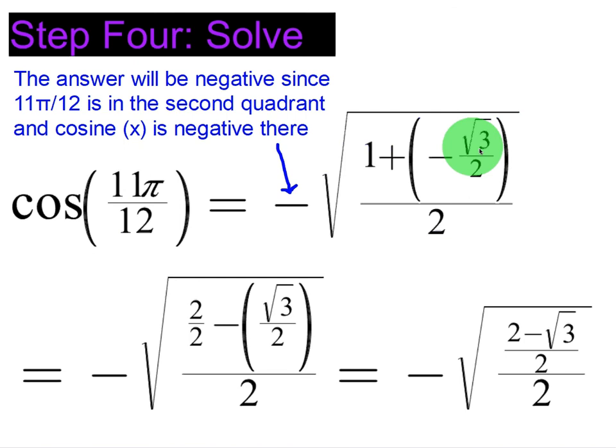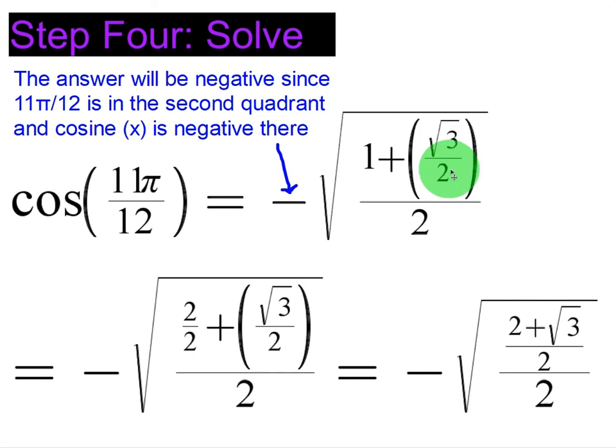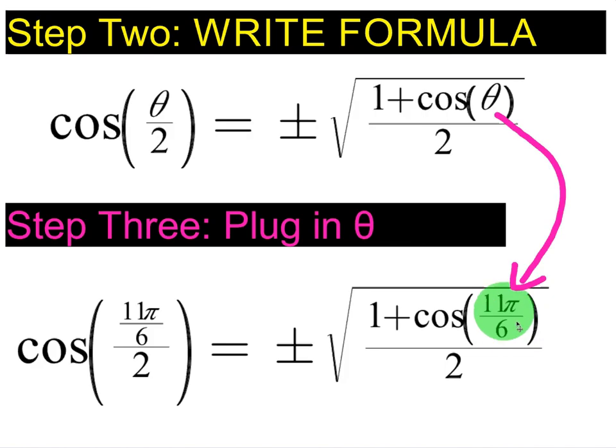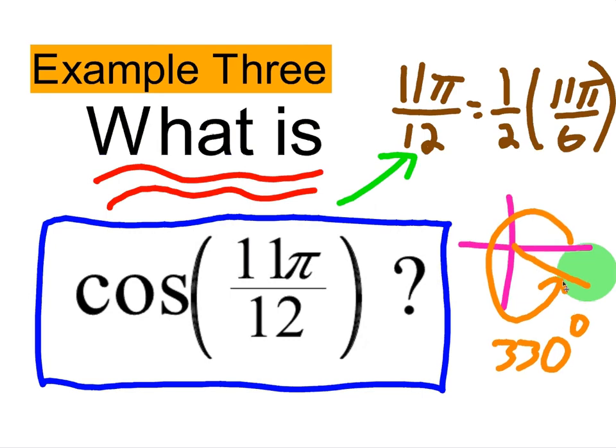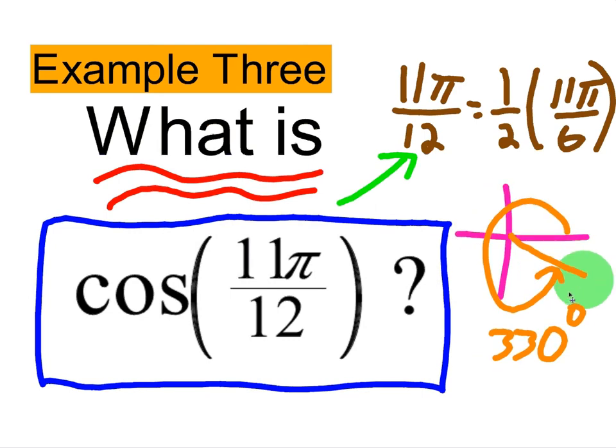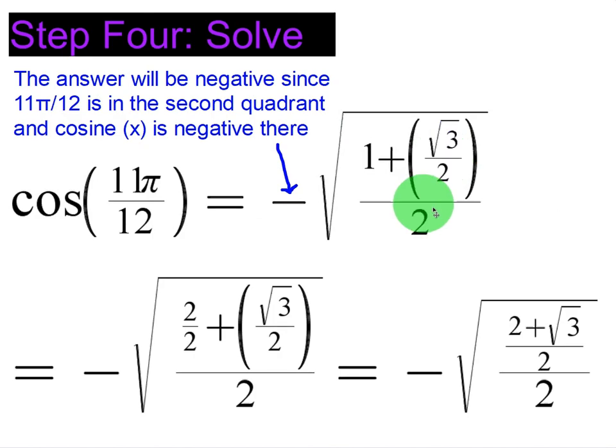And I don't know why I plugged in a negative, but it is indeed positive, so let me fix that. Okay, so I'll fix that, and again, I know that it's positive square root of 3 over 2 because if we're looking at 11 pi over 6, we are in the fourth quadrant, and I know that at 11 pi over 6, which is 330 degrees, x is positive. So it is indeed positive square root of 3 over 2.